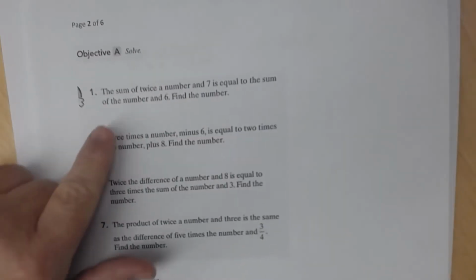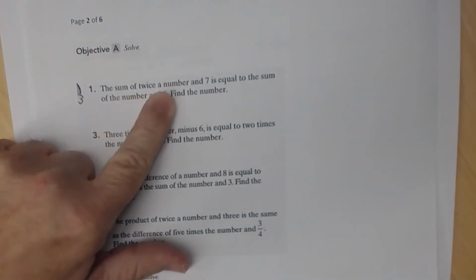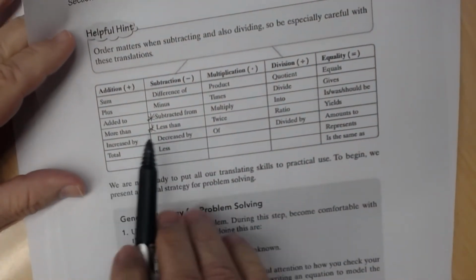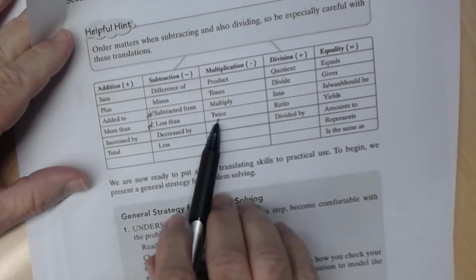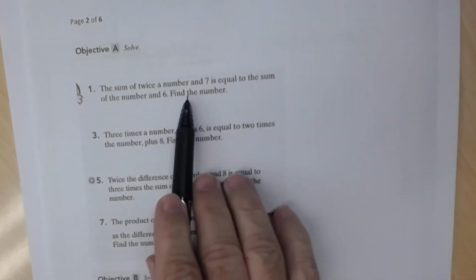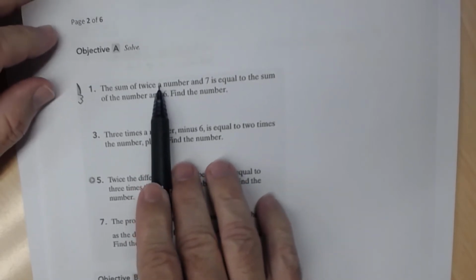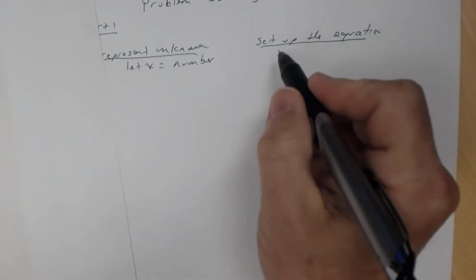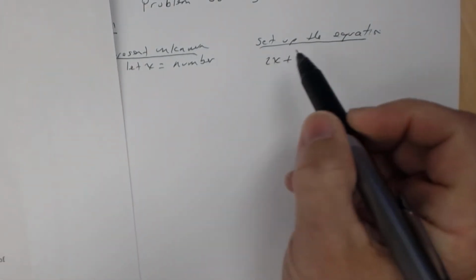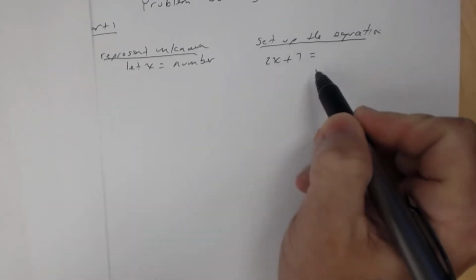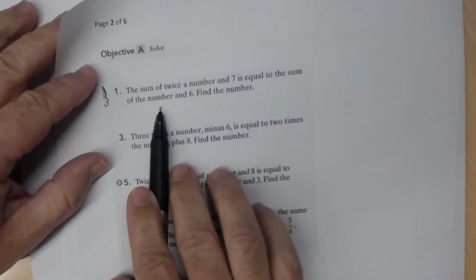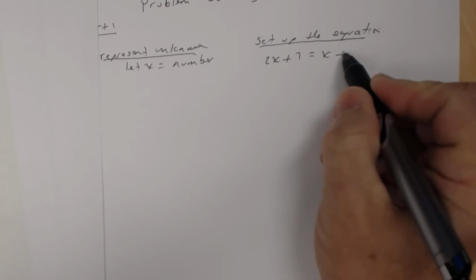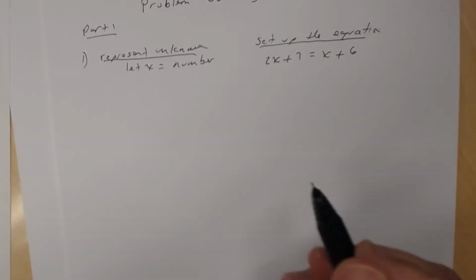You're going to set up the equation based on this sentence. It says the sum of twice a number, and remember, twice means to multiply by 2, so times 2. You're going to take twice a number and add it to 7, because that's what it says: the sum of twice a number and 7. So you're going to say 2x plus 7. That's the left side expression, which is equal to the sum of the number and 6. Remember, let x be the number, so x plus 6. There's your equation.